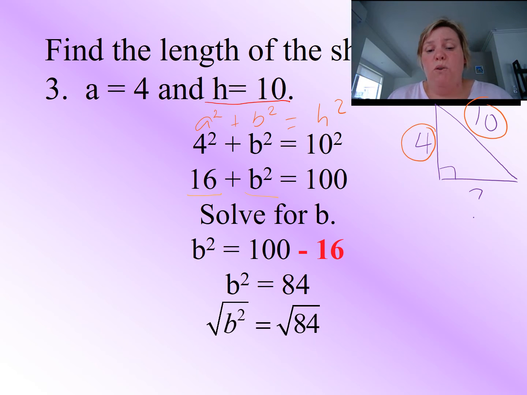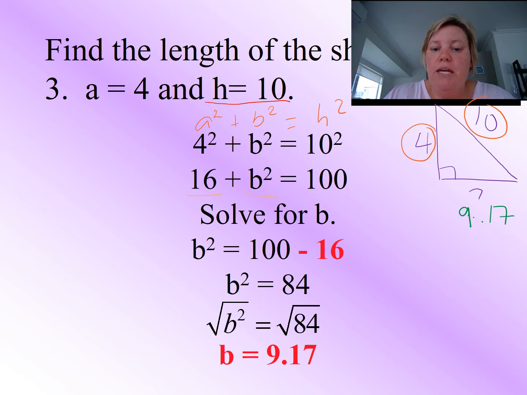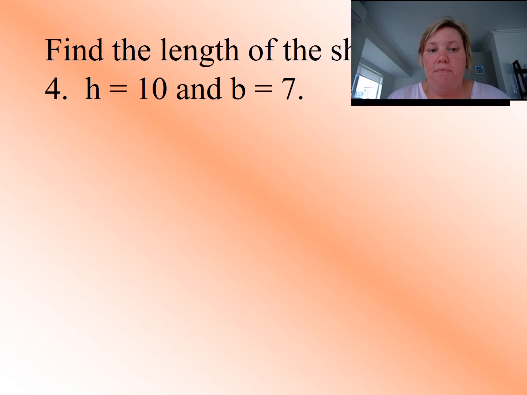And you know to root both sides. So there's my answer: this side here is 9.17 long. Now you know that's likely to be correct because it's shorter than the hypotenuse. If I got a longer answer, I must have made a mistake somewhere and I'll have to go and check that.